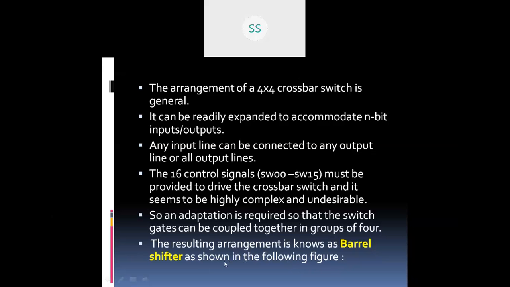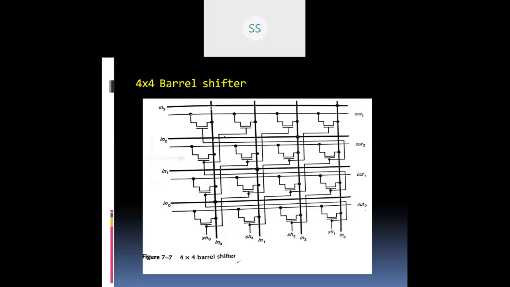When you do that modification, the resulting arrangement is known as a 4 cross 4 barrel shifter. The earlier one is a crossbar switch. So now, when such a modification on the control signals is done, the resulting arrangement is known as a barrel shifter, and the barrel shifter looks like this. So this is a 4 cross 4 barrel shifter diagram. Here you can see that there are IN0, IN1, IN2, IN3 input lines. Again there are IN0, IN1, IN2, IN3 as the bold lines, and there is out 0, out 1, out 2, out 3.